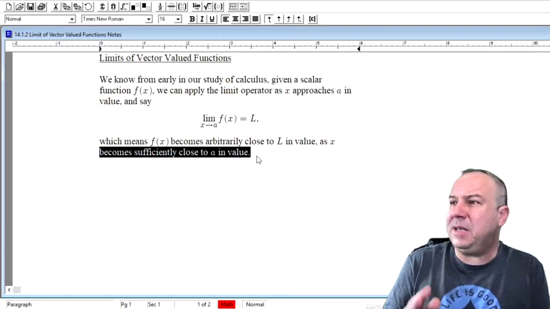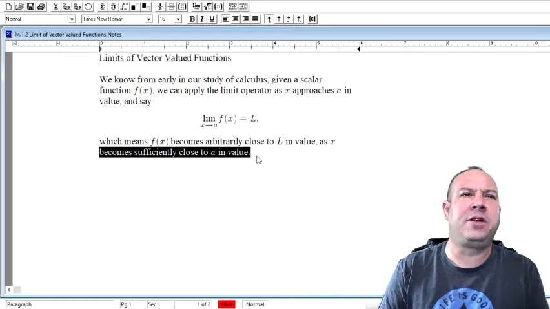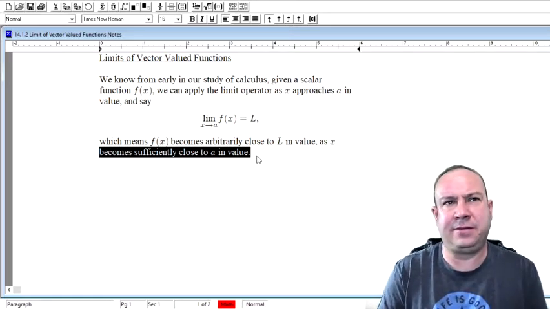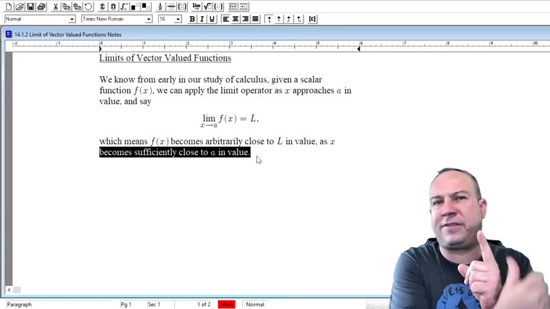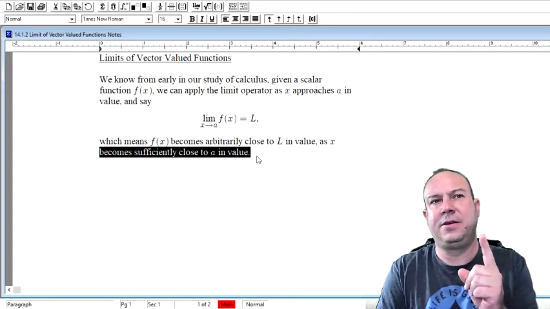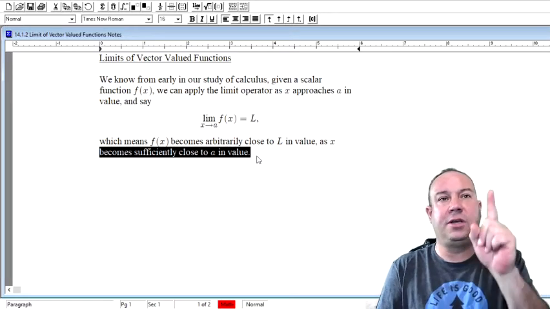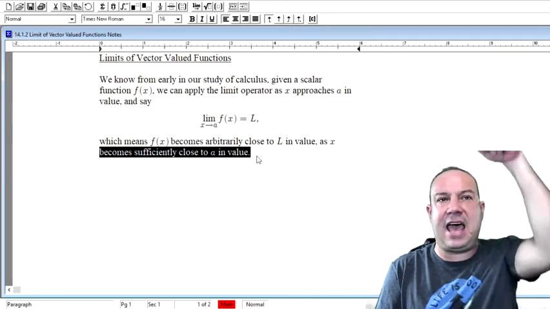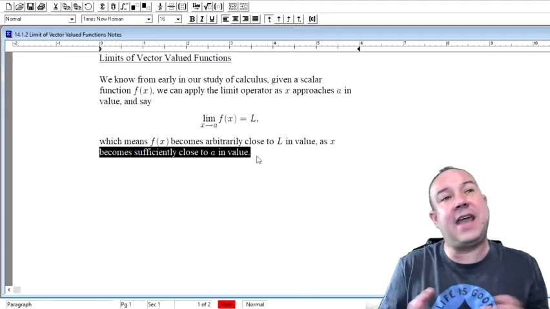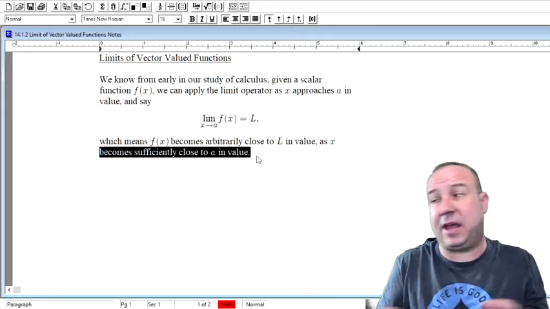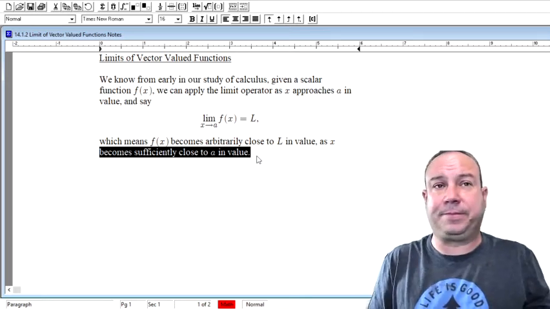Keep in mind what a limit describes in general is the behavior of a function. A limit tells us how a function behaves as the independent variable behaves a particular way. Our independent variable is going to approach the value of a, whereas our function is going to approach some value of L, as the dependent value. When that happens, the limit as x approaches a of f of x is equal to L in the case of a scalar valued function.